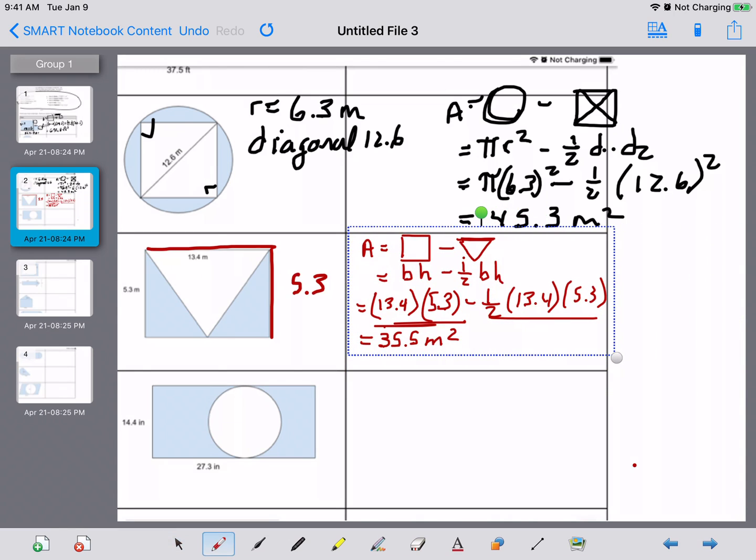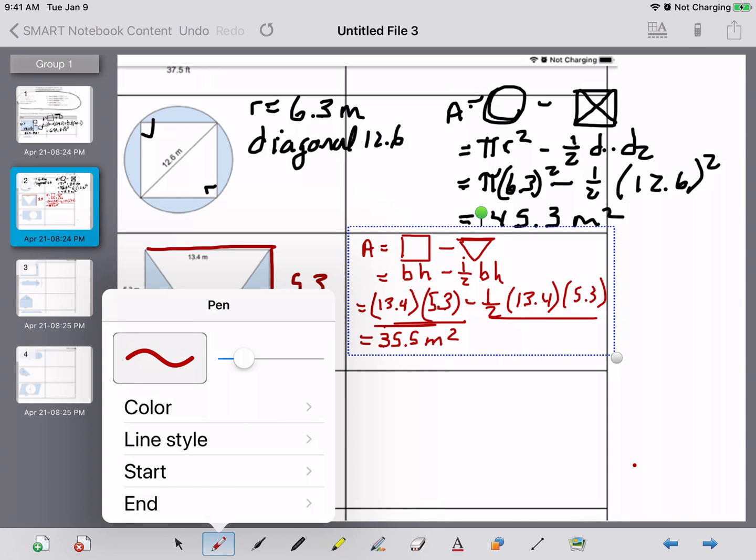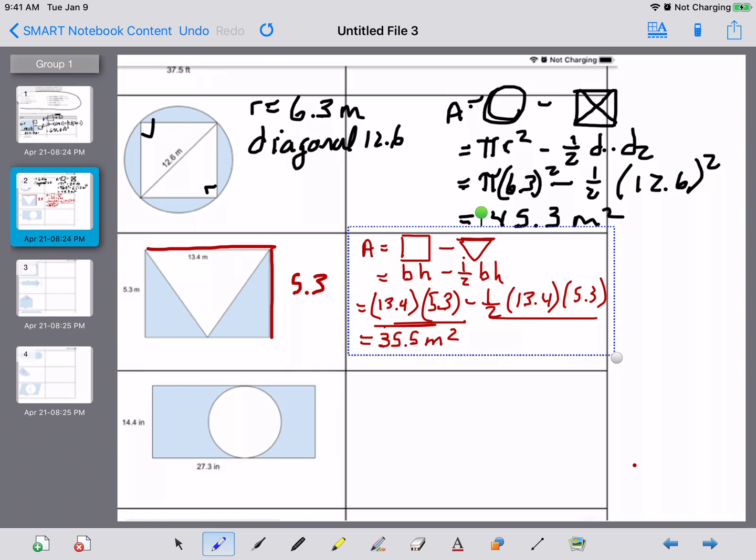Now I'm going to change colors again, and we're going to find the area of this last one. I've got a rectangle minus a circle. I call these cave drawings, because the result is going to be the stuff that's left over. So I'm going to take my base times height minus my pi r squared for my circle.